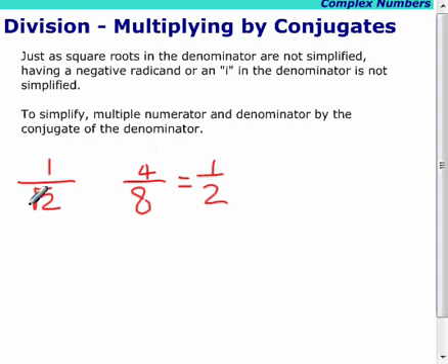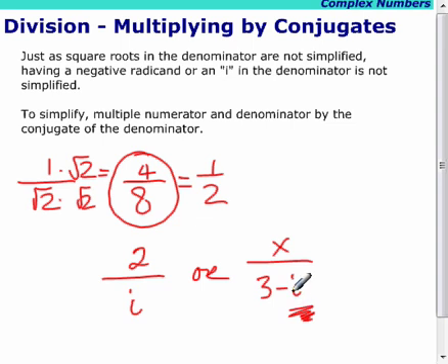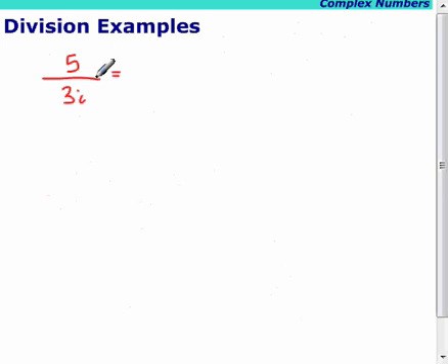If I see a radical on the bottom, I've got to multiply both top and bottom by that radical in order to get it so that there's not a radical on the bottom anymore. Same thing when you have an I on the bottom. Just as 4/8 sticks out like a sore thumb, if I have something like 2 over I, oh, that I on the bottom, I have to do something with that. Or something like x over 3 minus I. Again, an I on the bottom indicates it's not simplified. I've got to do something with it. So here are a couple examples.